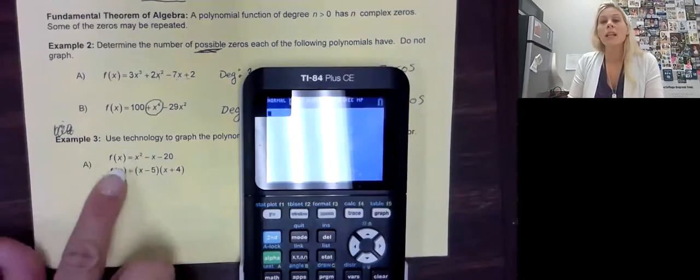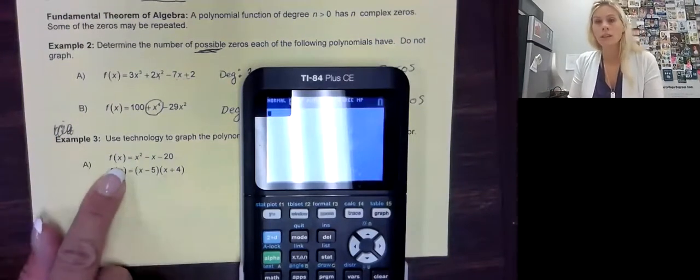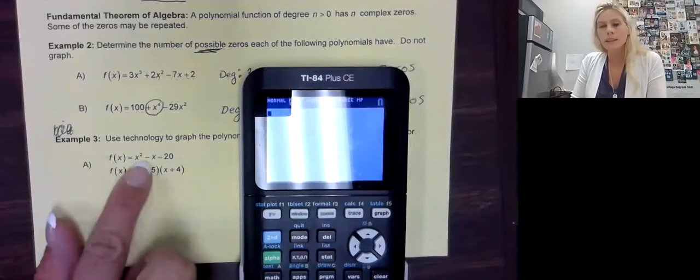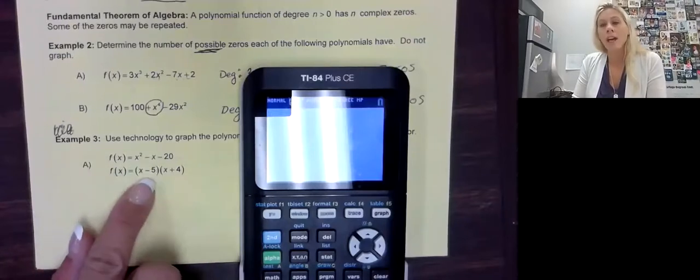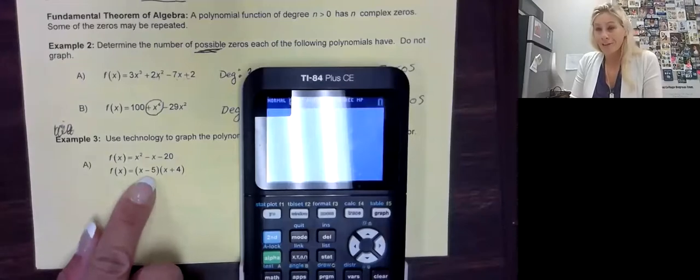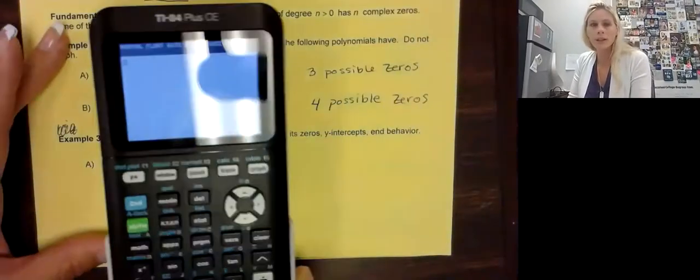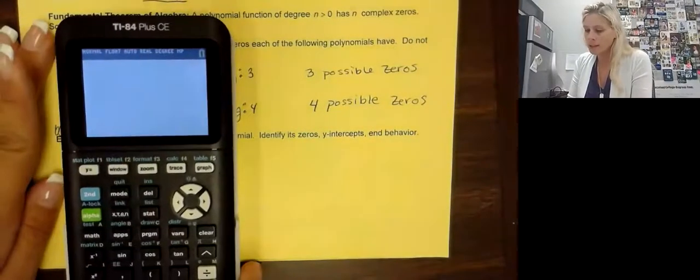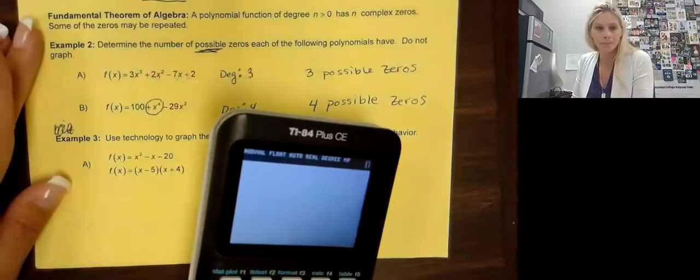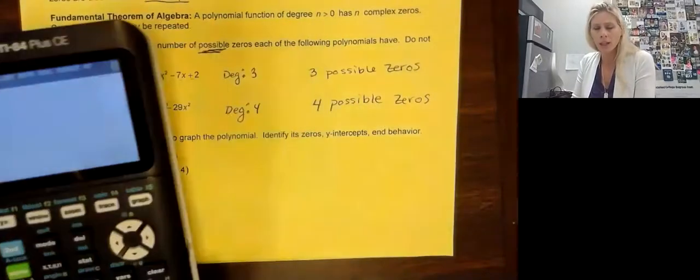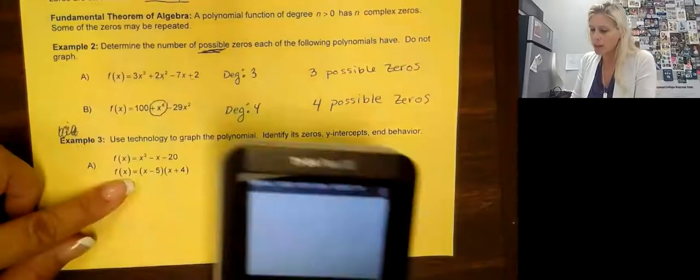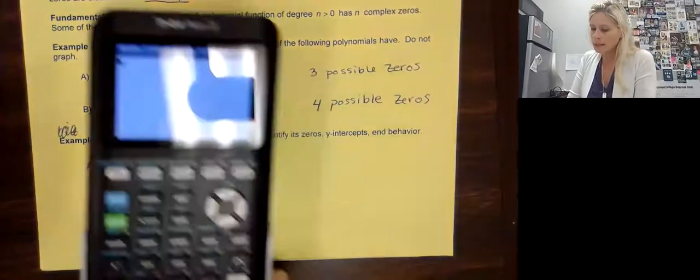These two are actually the same function. They're just in different forms, right? So this is in standard form and this is in factored form. So we factored for you. I'm going to prove to you that they're the same graph. Okay. Sorry, I'm covering up the function. I'm just trying to get out of the light for the camera. Okay, x squared minus x minus 20.